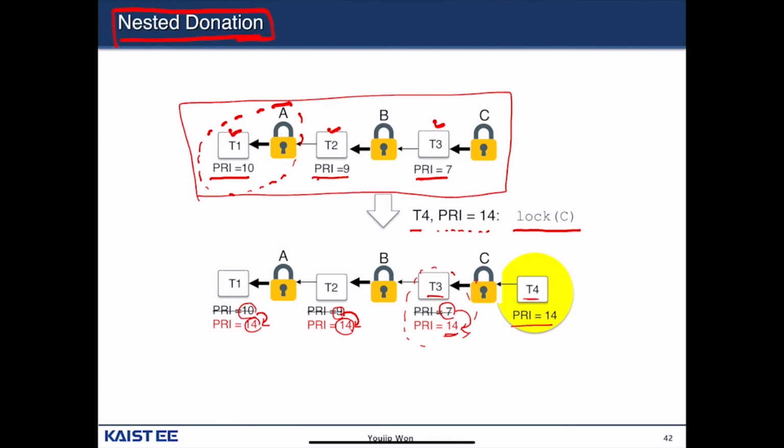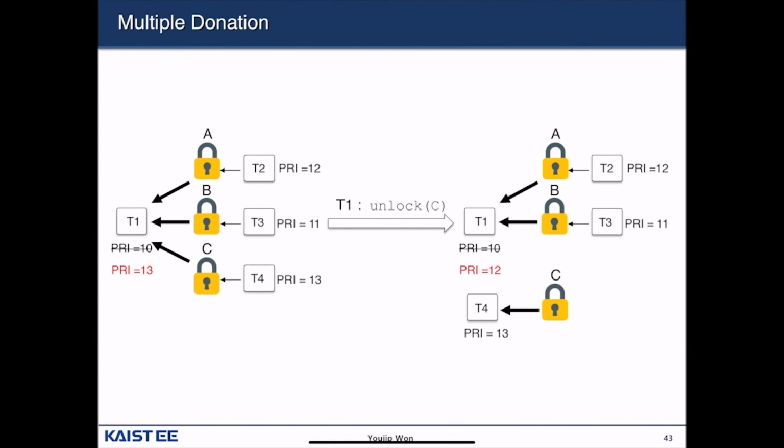So in your priority donation implementation, you have to implement the nested donation feature in your priority scheduling algorithm. Next topic is multiple donation. Thread 1 is holding 3 locks: lock A, lock B, and lock C. The original priority of thread 1 is 10. T2 makes a request for lock A. Its priority is 12. So thread T1 is donated the priority of 12. So 10 changes to 12.